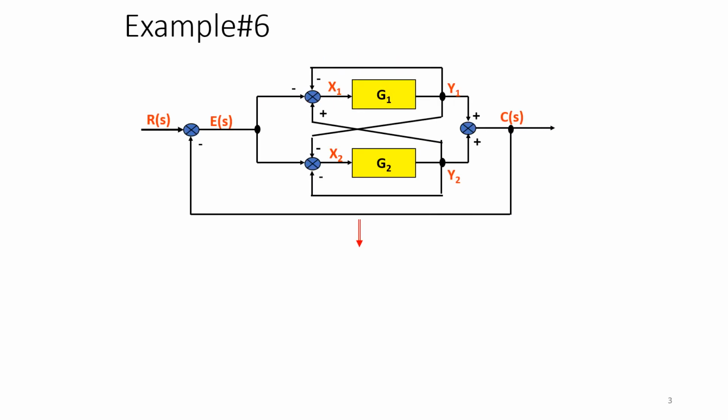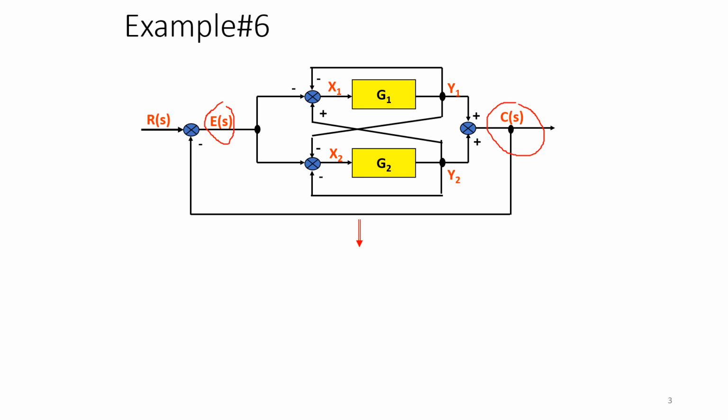So let's take one example here. This is the block diagram given to us. Now your task is to represent this block diagram using the signal flow graph. So please do observe here. I have input as R(S), error signal E(S), and output as C(S).